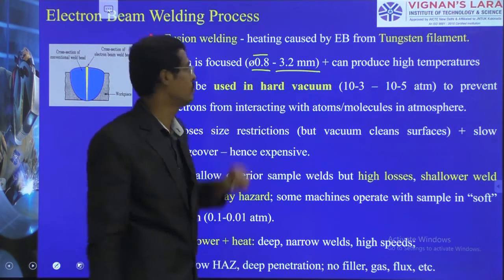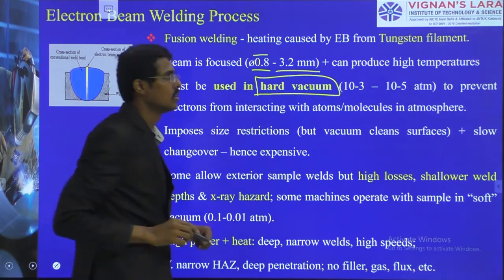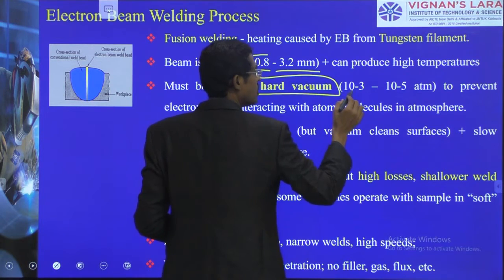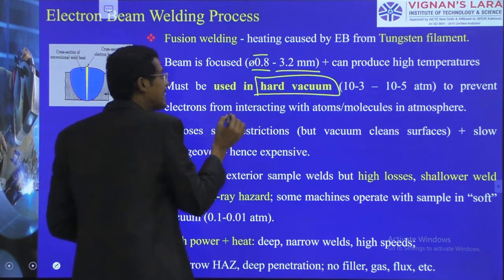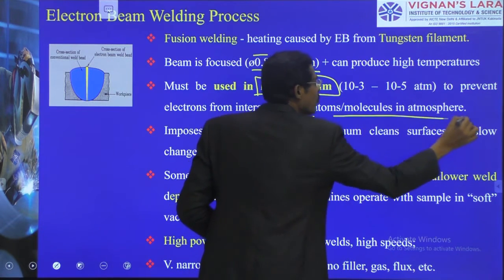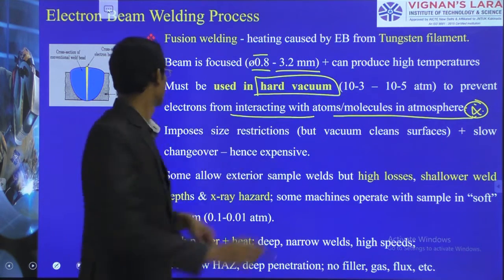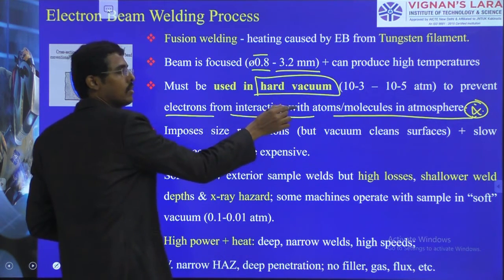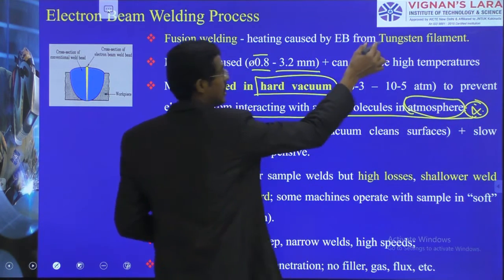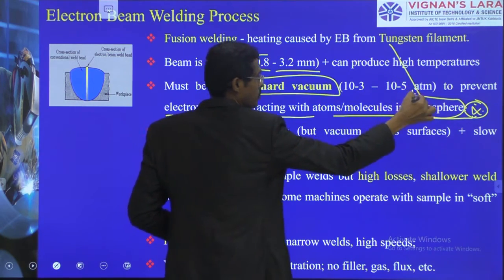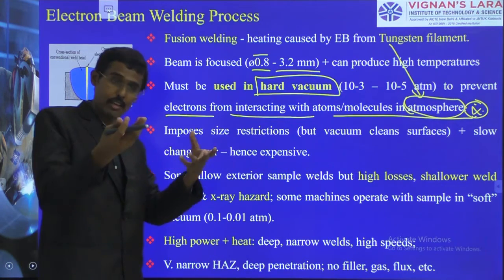It can produce high temperatures. It must be used in a hard vacuum, up to 10 to the power minus 3, rather than atmospheric condition, to prevent the electron from interacting with the molecules of the atmosphere. See, very important, that's the point I told you: to prevent the electron from interacting with the atoms or molecules in the atmosphere. Otherwise, the electron released from the tungsten will interact with the atmosphere. That's a problem. Then heat will be reduced, and intensified keyhole welding cannot be done.